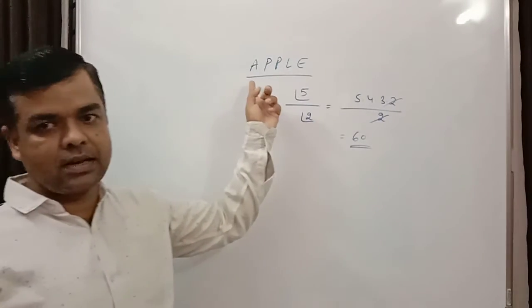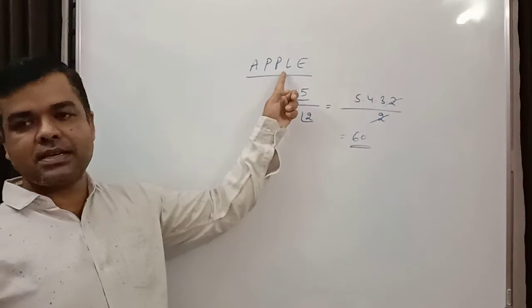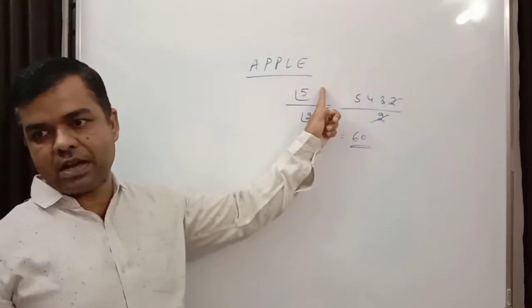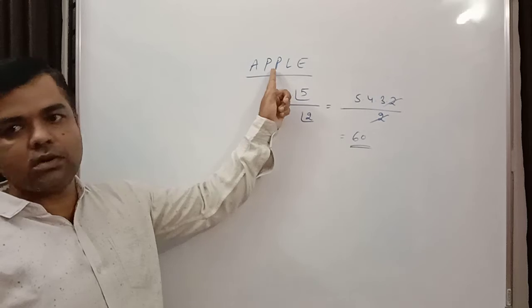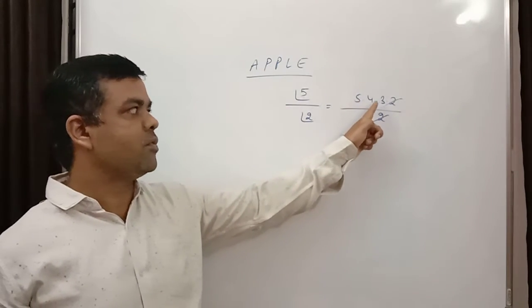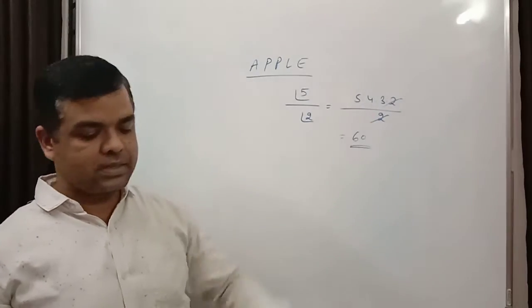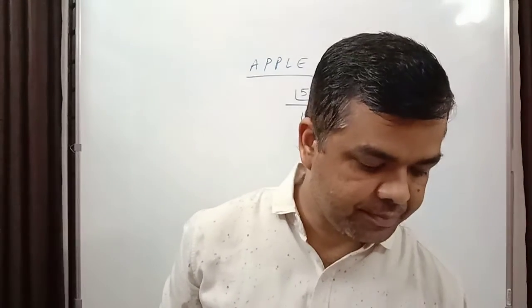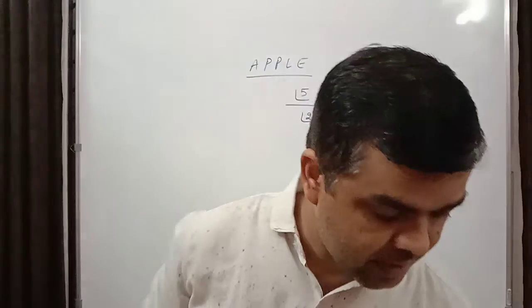So what is the procedure? There are 5 letters, so you write factorial 5 on top, and in APPLE the letter P is repeated twice, so divide by factorial 2. 5 4 3 2 1 divided by 2 gives 60 as the answer. Okay, now take the other example.